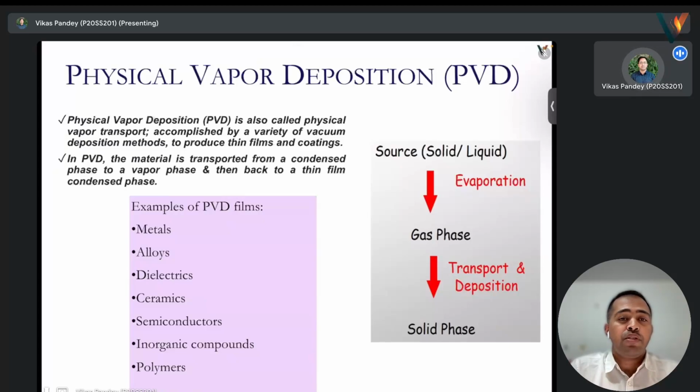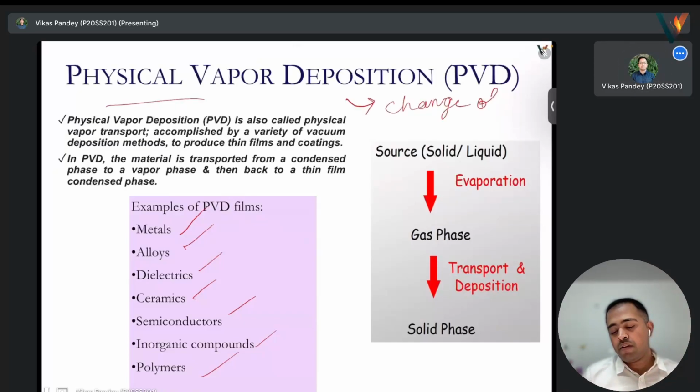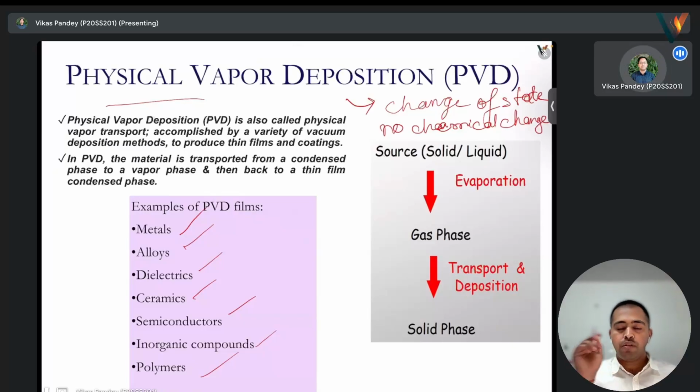Okay, so what kind of films can be deposited using physical vapor deposition? Metal, alloys, dielectric, ceramic, semiconductor, inorganic compound, and polymer. All these can be deposited using physical vapor deposition, but they should be in their own form and there will be no chemical change. It will just be physical vapor deposition, only a change of state, no chemical change. That is the difference between PVD and CVD, where there is a chemical reaction or chemical change occurring, then it becomes CVD.